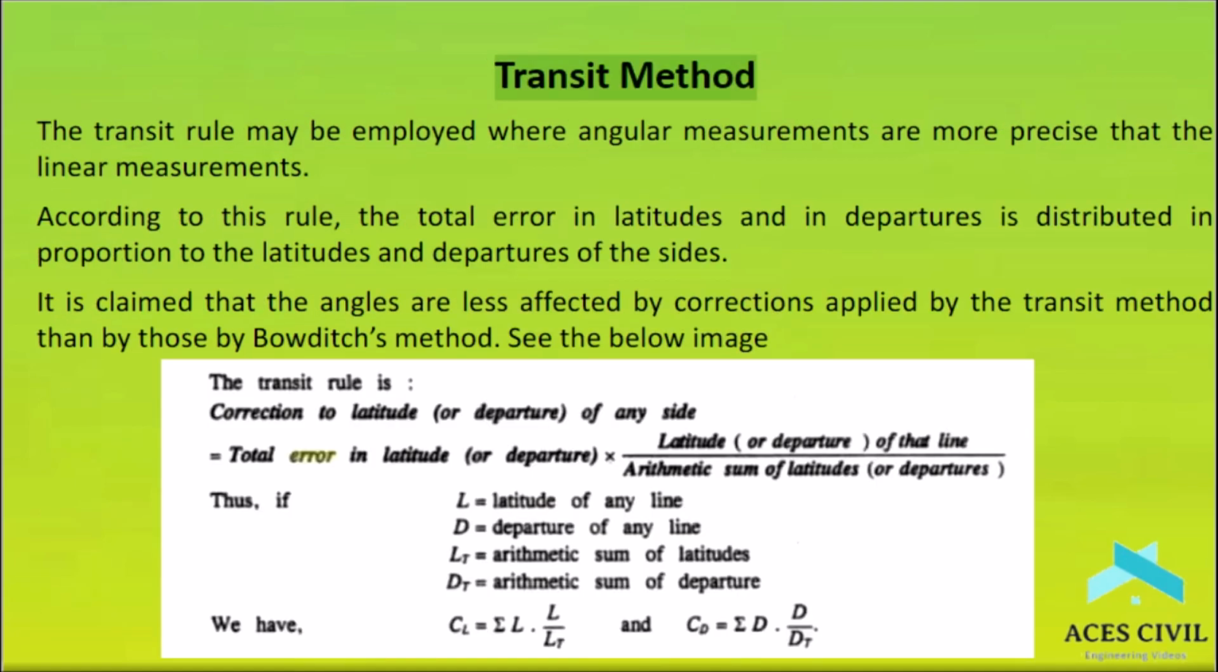Transit method. The transit rule may be employed where angular measurements are more precise than the linear measurements. According to this rule, the total error in latitudes and in departures is distributed in proportion to the latitudes and departures of the sides. It is claimed that the angles are less affected by corrections applied by the transit method than by those by Bowditch's method. See the below image.